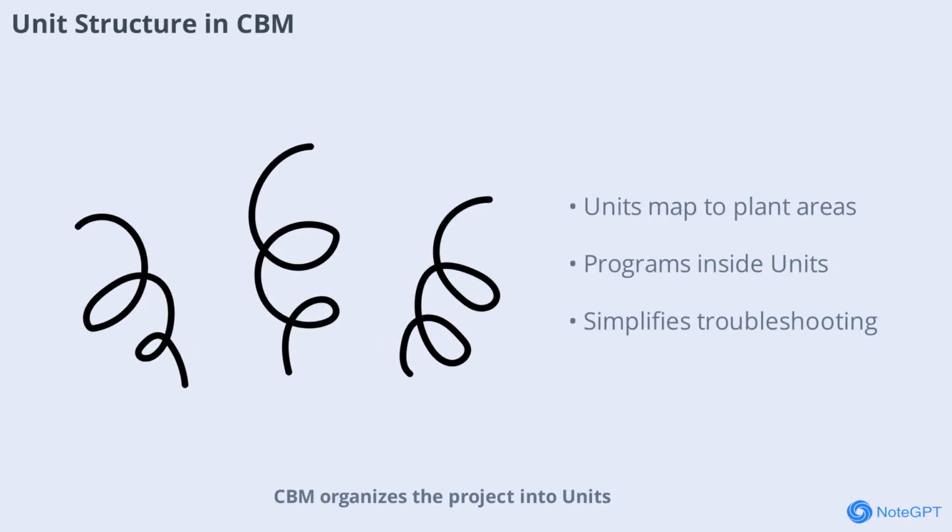CBM organizes the project into units, each mapping directly to a physical area of the plant. For example, Unit 10 might represent raw material handling, while Unit 60 covers water treatment. This structure helps you quickly locate relevant programs and logic for each plant section. Inside each unit, you'll find programs that contain the executable logic, making it easier to manage and troubleshoot specific areas of the plant. Understanding this mapping is crucial for efficient commissioning and ongoing maintenance.